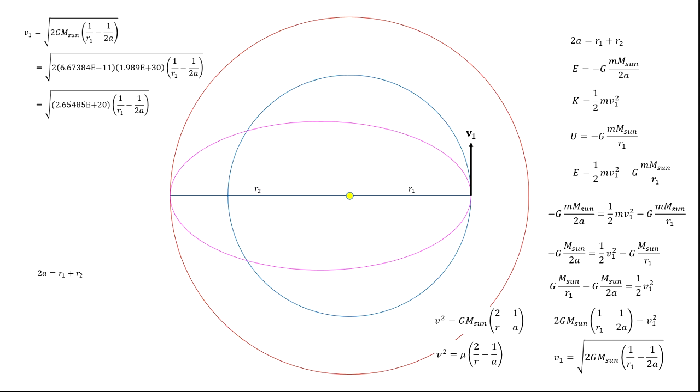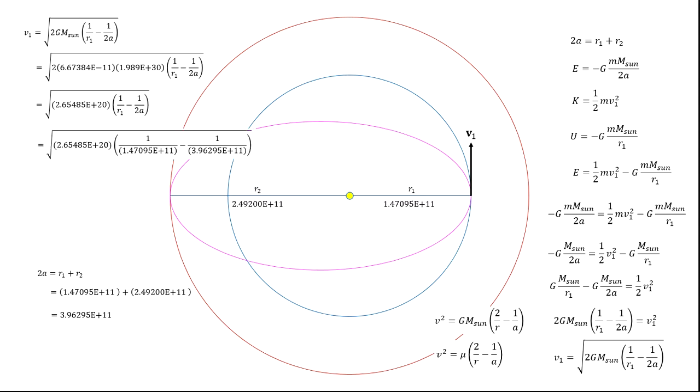Let's assume that at the launch point, Earth is at perihelion. That's 1.47095 times 10 to the 11th meters from the Sun. Let's assume at the rendezvous point, Mars is at aphelion. That's 2.492 times 10 to the 11th meters from the Sun. The length of the major axis of the transfer orbit is 1.47095 times 10 to the 11th plus 2.492 times 10 to the 11th. That equals 3.96295 times 10 to the 11th.